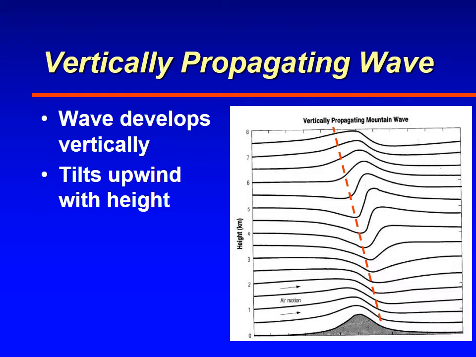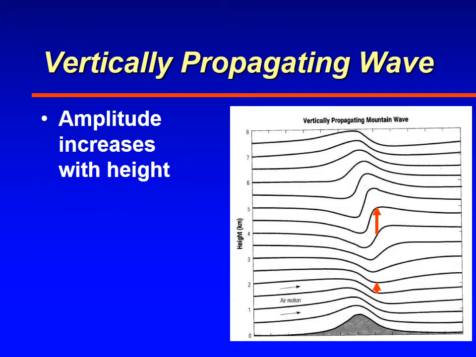Another thing also is that the wave actually tilts backwards or upwind with height. So down low, what the red line indicates here is the trough in the wave, and you can see how the trough in the wave extends back over the mountain with altitude. And as I mentioned, the amplitude increases with height.